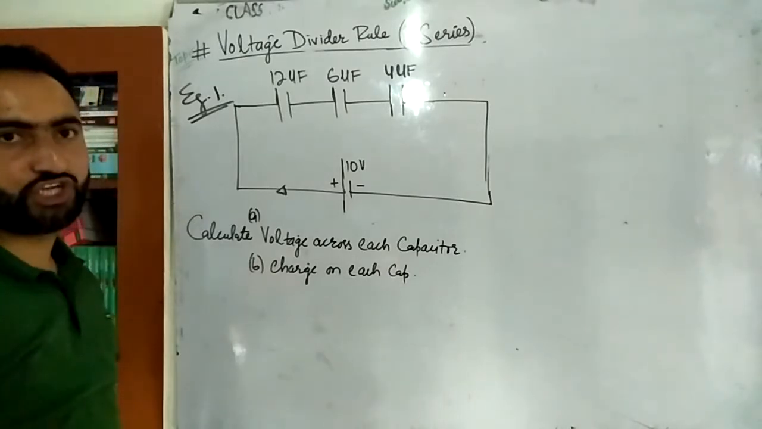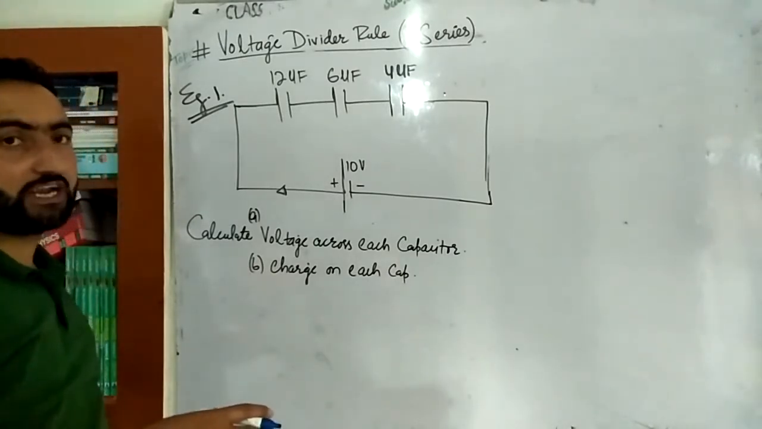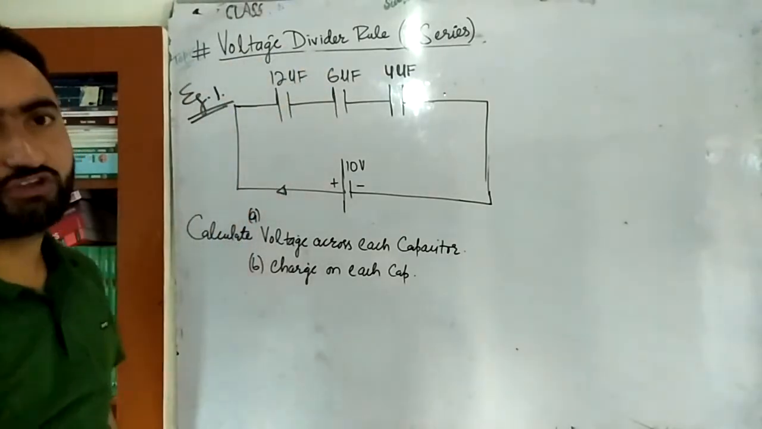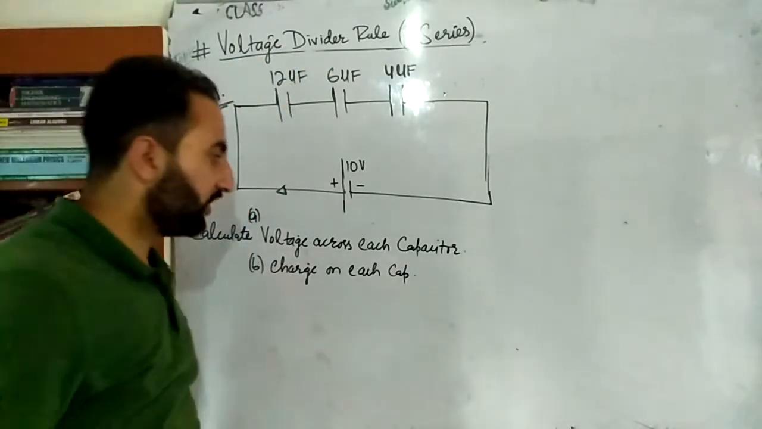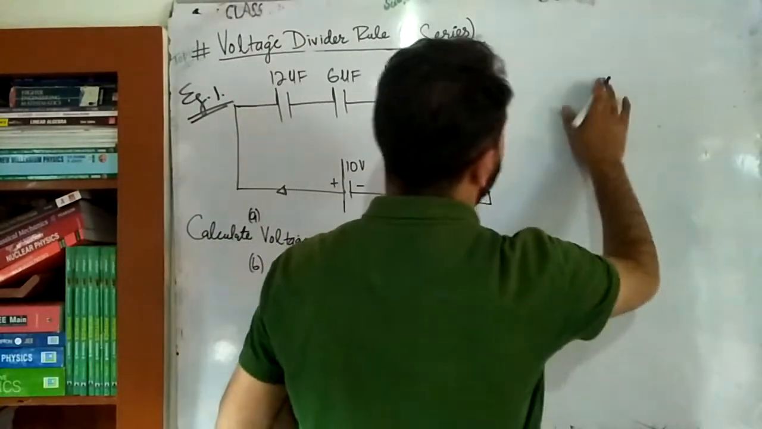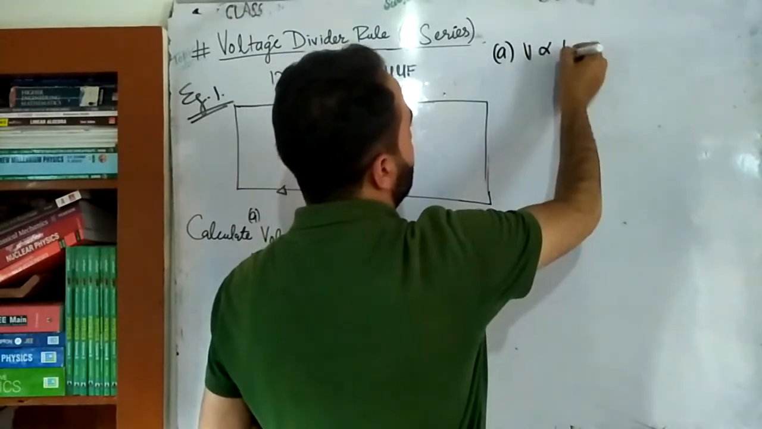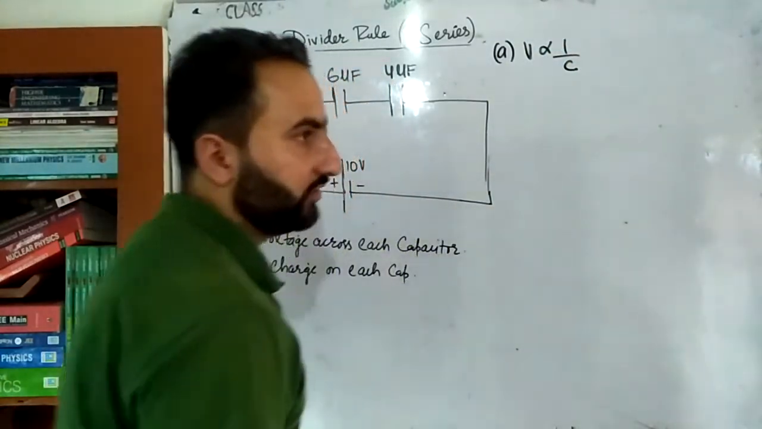The B part is to calculate the charge on each capacitor, or the charge supplied by the battery, because in this case the charge supplied by the battery will be equal to the charge on each capacitor since they are connected in series. So let's first calculate the potential difference. The simplest rule is this: in the A part, the potential difference V is inversely proportional to capacitance in a series combination.